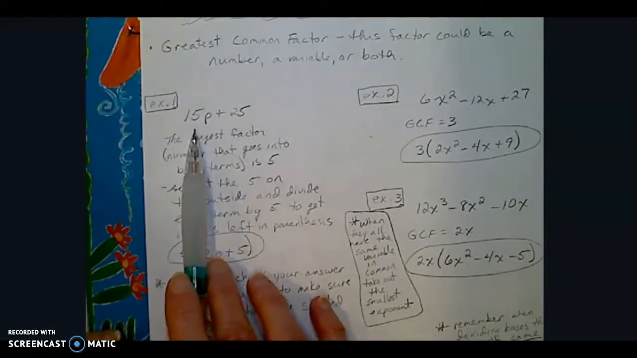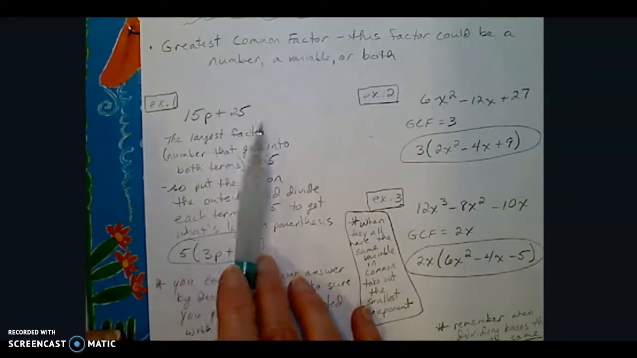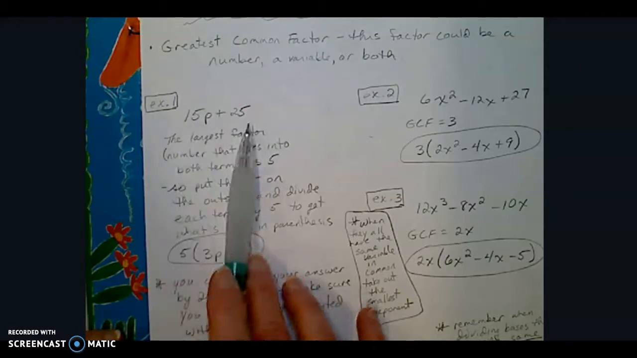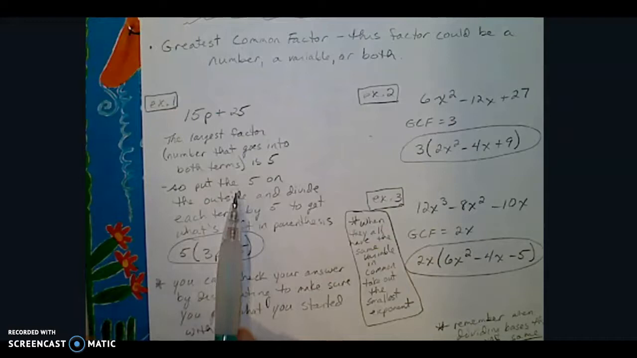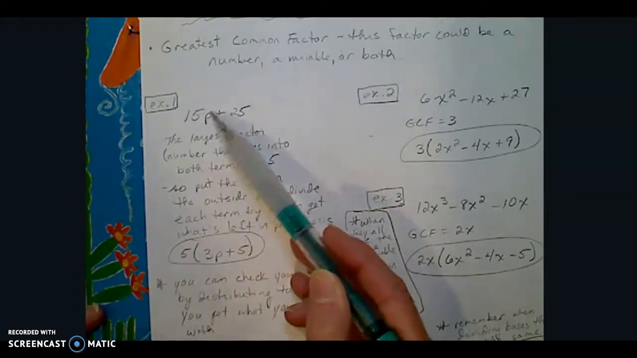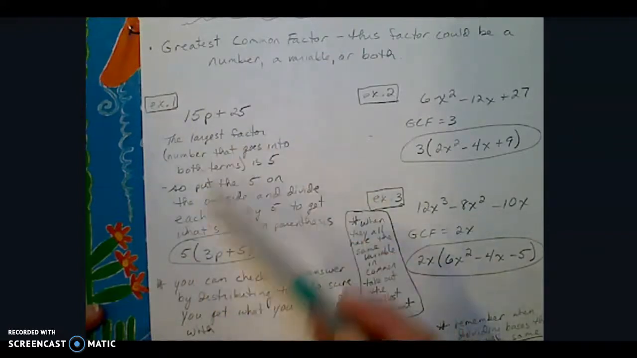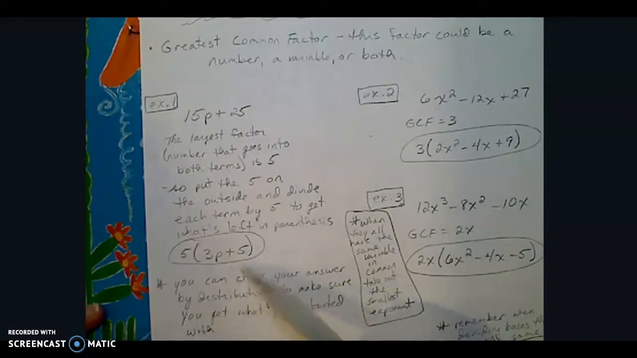So in this expression, 15p plus 25, they both don't have variables. So if I just look at the numbers 15 and 25, I write out here the largest factor that they have in common is 5. So when you are factoring out a common factor, you put the greatest common factor on the outside of a parentheses, and then inside the parentheses, to find what's left, you're going to divide each term in the expression by the greatest common factor. So 15p divided by 5, that gives me 3p. And 25 divided by 5 gives me 5. And this is what I end up with.